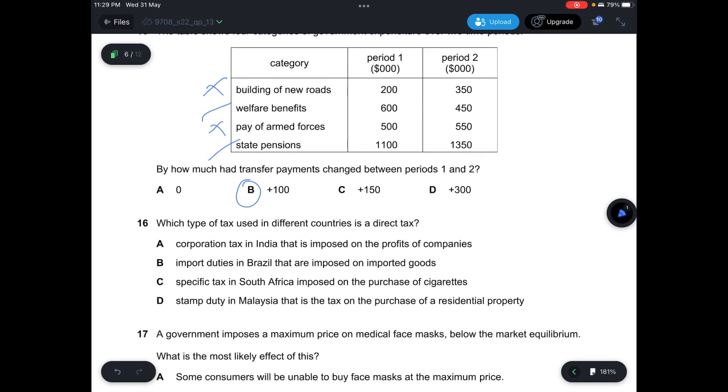Question 16: which type of tax used in different countries is a direct tax? So A, says corporation tax in India that is imposed on the profits of companies. This one is direct tax. B, says import duties in Brazil that are imposed on imported goods. This one is indirect tax. C, says specific tax in South Africa imposed on the purchase of cigarettes. This one is also indirect tax. D, says stamp duty in Malaysia that is taxed on the purchase of residential property, which is also indirect tax. The answer is A.